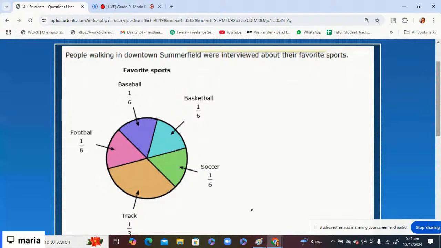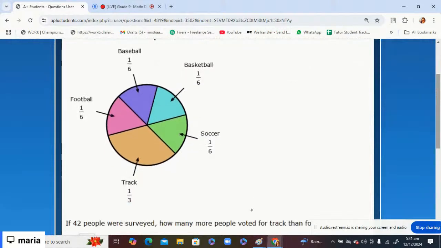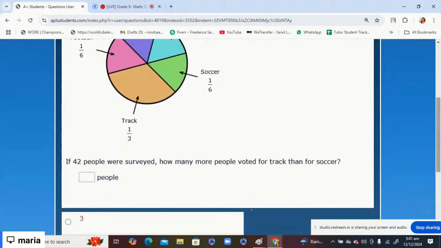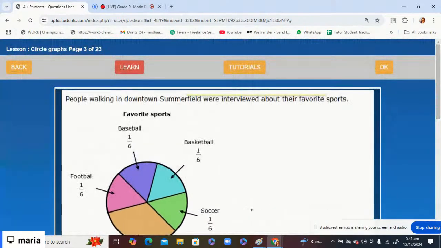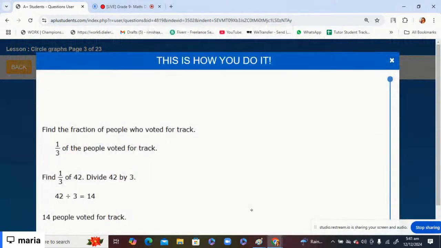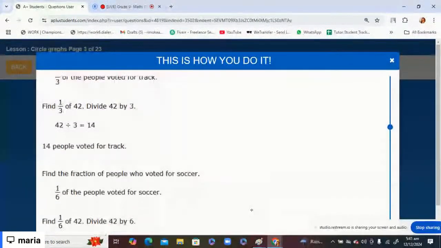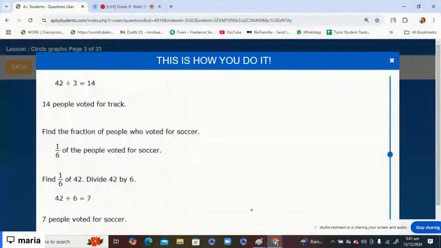So people walking in downtown Summerfield were interviewed about their favorite sport. Okay, let's learn this. When you see it, find the fraction of the people who voted for the track. 1 by 3 people voted for the track. So find 1 by 3 of 42.